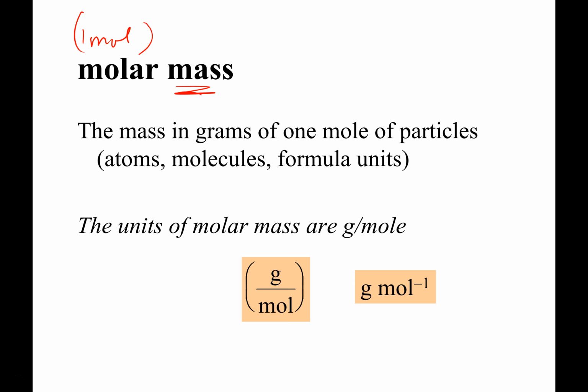A third way to write it would be g/mol. So there's kind of 3 ways. This is the one that you're going to have to, when you work problems, that is how you're going to have to kind of unpack molar mass. Grams per 1 mole. Okay.